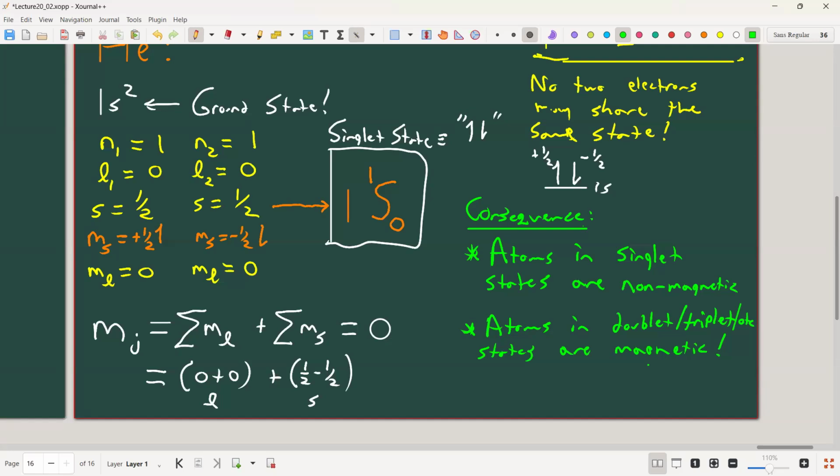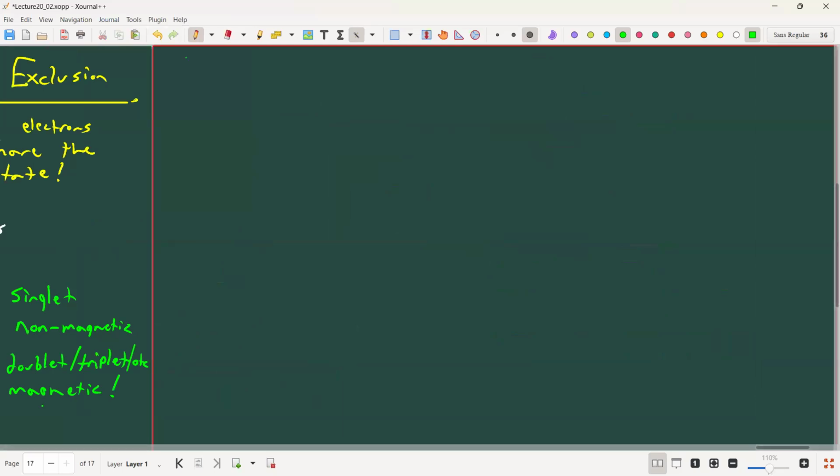Now let's do something that's slightly more complicated. Let's excite an electron in helium. Things are getting much more interesting. And so let's look at excited helium now.